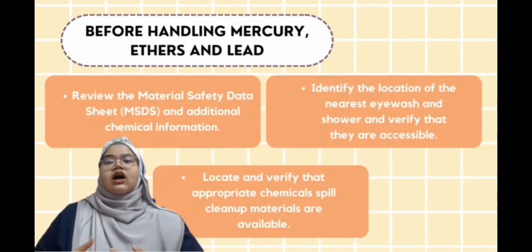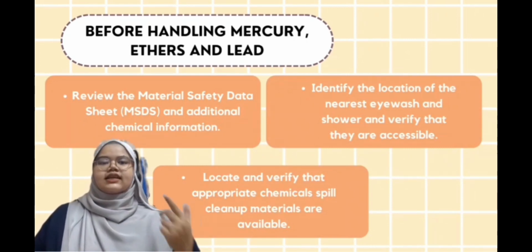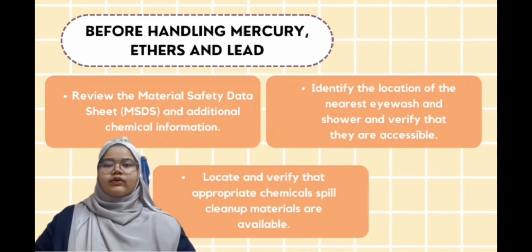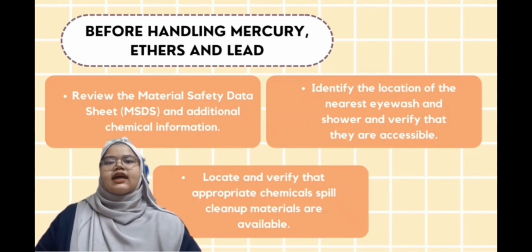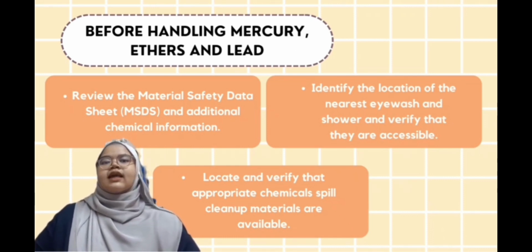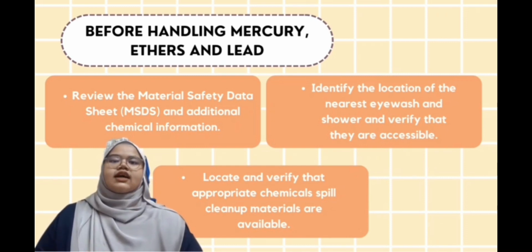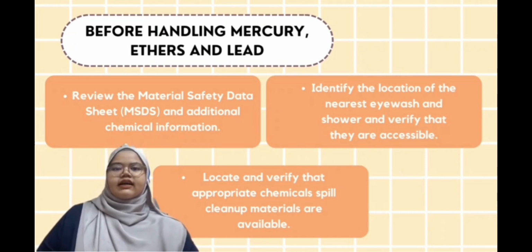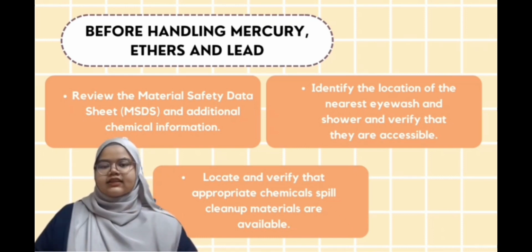Next, I will explain how to handle hazardous chemicals, which are mercury, ethers, and lead. But before that, please make sure to wear personal protective equipment together with safety glasses and gloves. Review the material safety data sheets, MSDS, and additional chemical information. Identify the location of the nearest eye wash and shower and verify that they are accessible. Lastly, locate and verify that appropriate chemical spill cleanup materials are available.